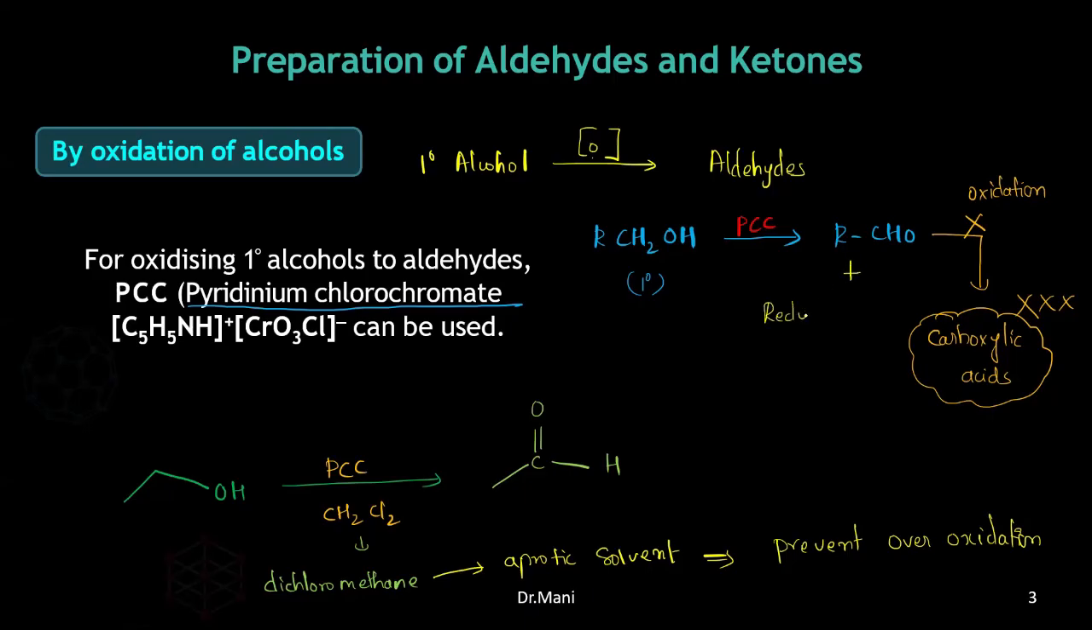So why do we call it the reduced PCC? Because it itself provides the oxygen to this alcohol, and that alcohol will be oxidized to aldehyde. But as it has given away the oxygen, it is obtained in the reduced form. Clear? Any doubts?